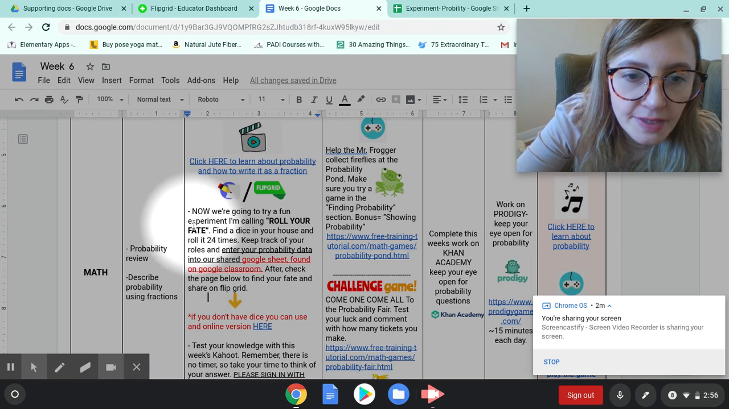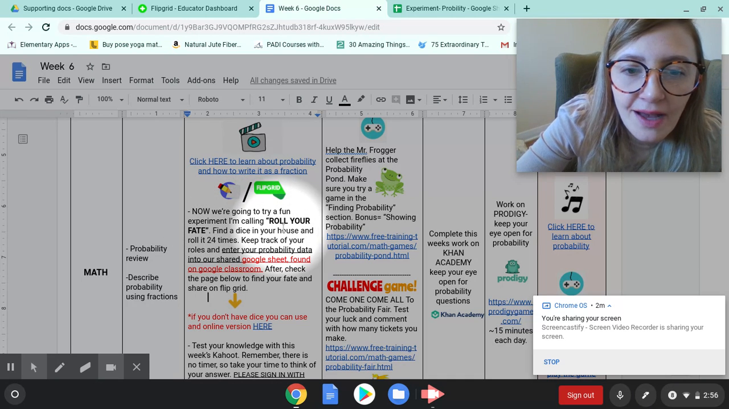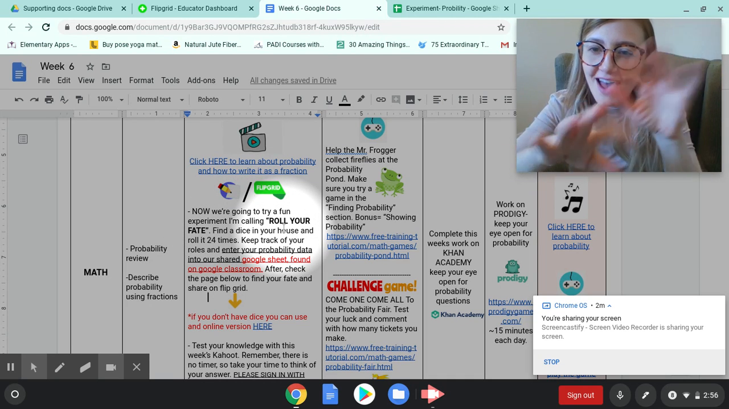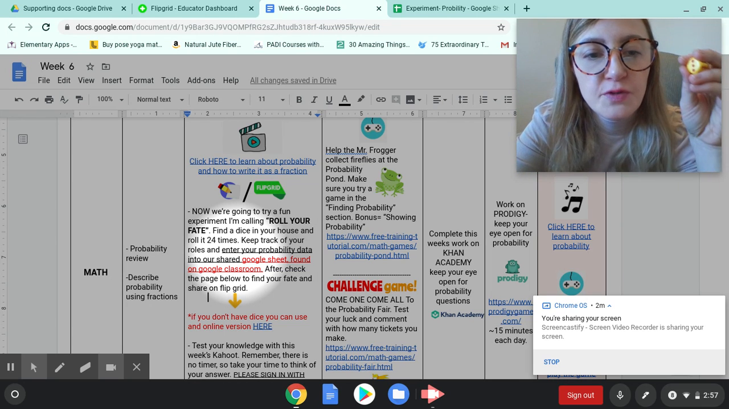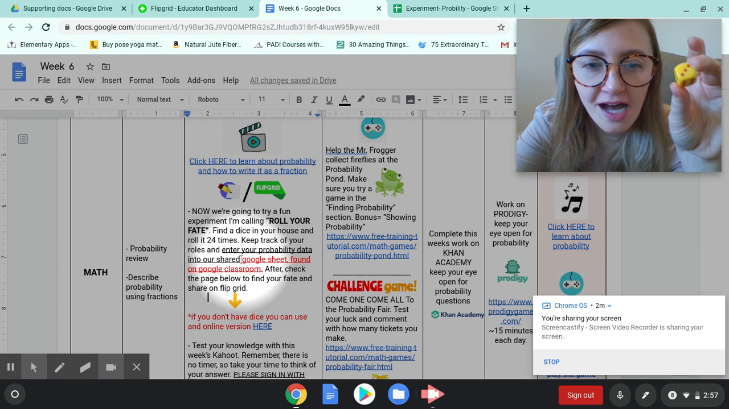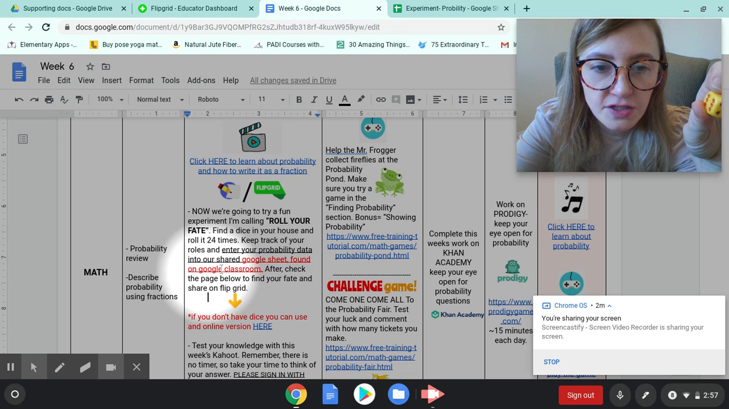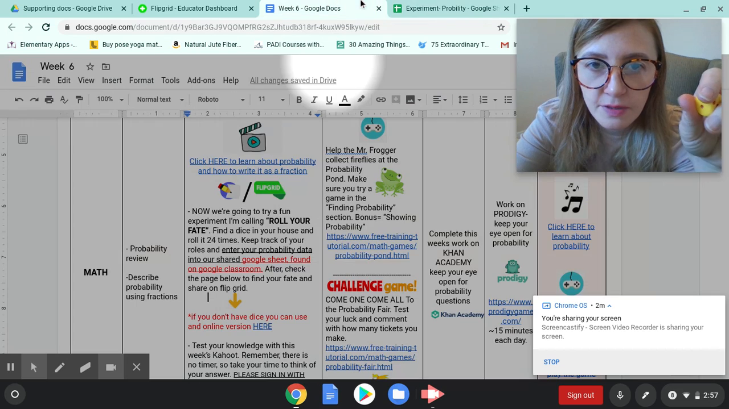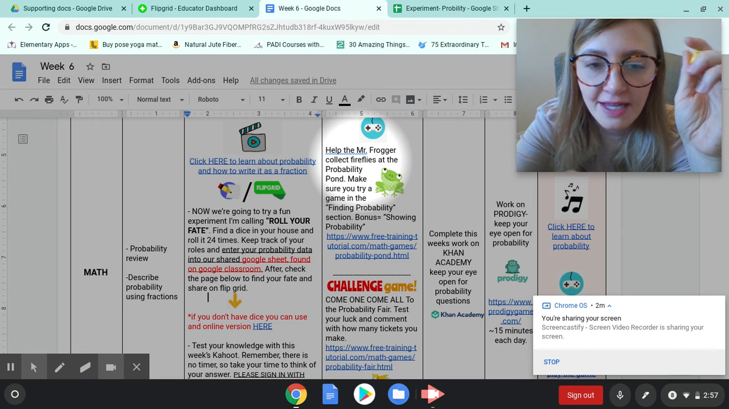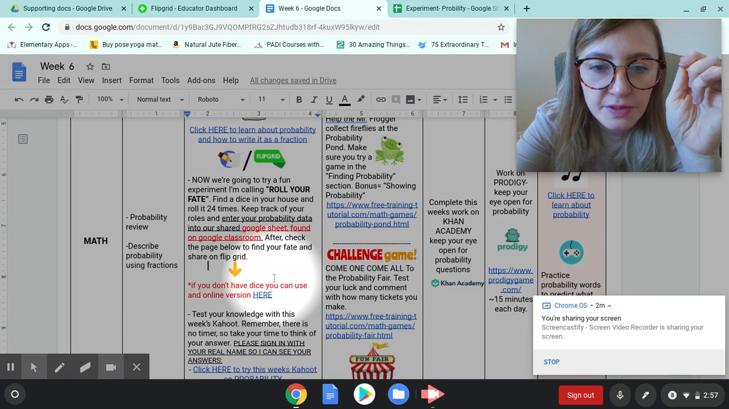So what are we doing? Now we're going to try a fun experiment I'm calling Roll Your Fave. Find a dice in your house. Boom. Keep track of your rolls. You're going to roll it 24 times. Enter your data into our shared Google Sheet found on Google Classroom. It looks like this. I'm going to show you that. That's why I'm here. I'm going to explain what that is. After, check the page below to find your fate.